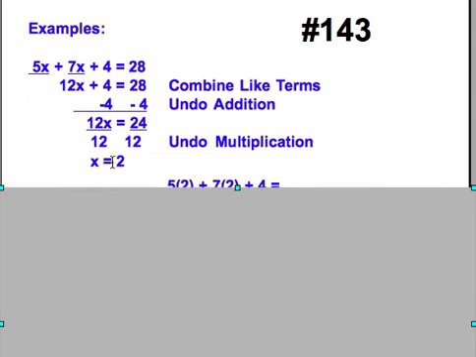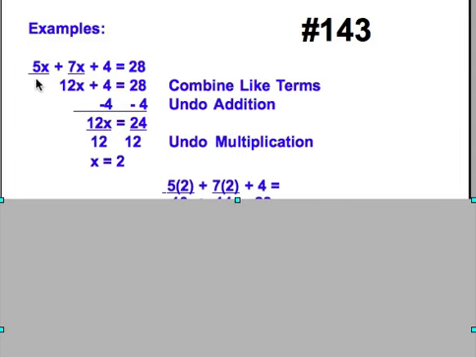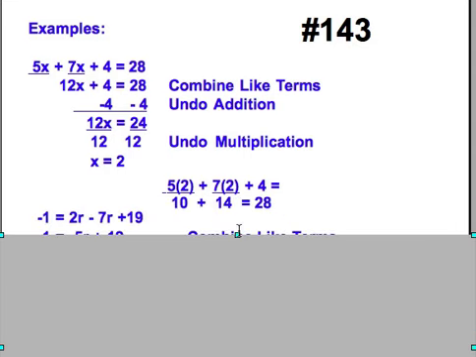I have to see if my answer is correct by checking in the original problem. So 5 times 2 plus 7 times 2 plus 4, and in the end I have to simplify my steps and see if 28 is the end result. 5 times 2 is 10, 7 times 2 is 14, 10 plus 14 does in fact equal 28, and so in the end my answer, x equals 2, is correct.